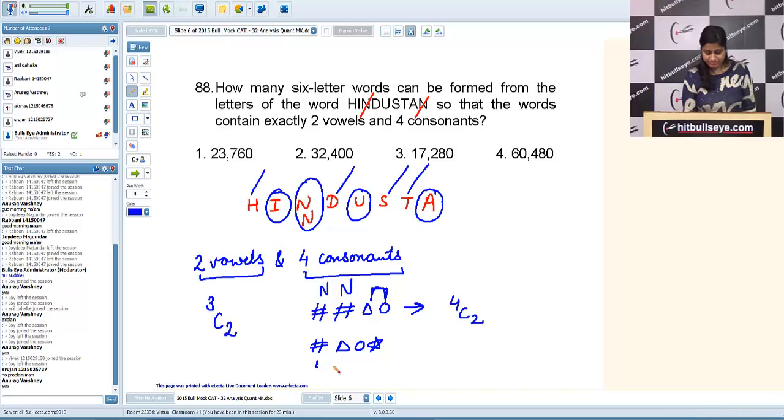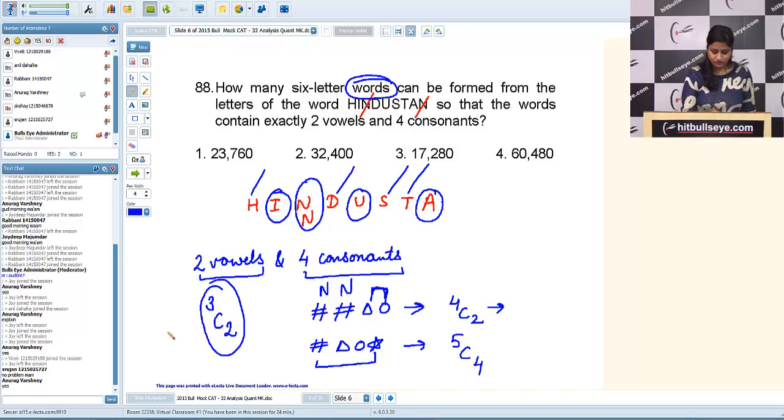4C2. Now, coming to this, how many distinct consonants do we have? They are 5. We want to select 4 out of them. That was a case of selection only. Now, we want to make 6-letter words. So, now the arrangement time.